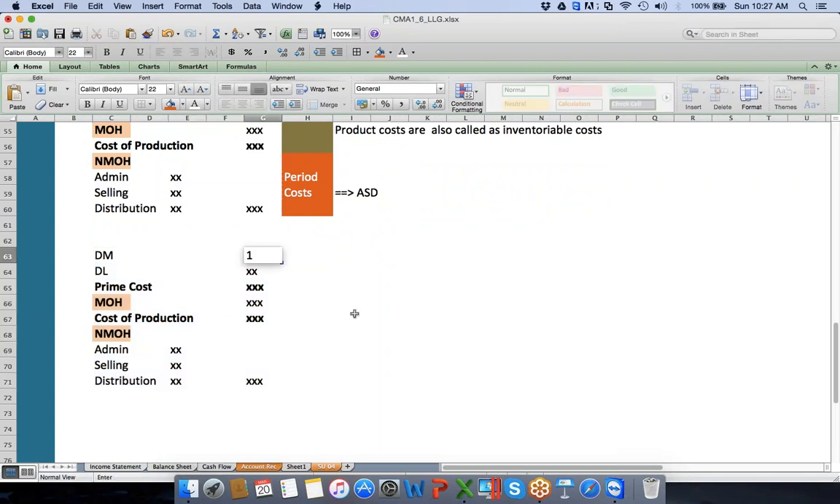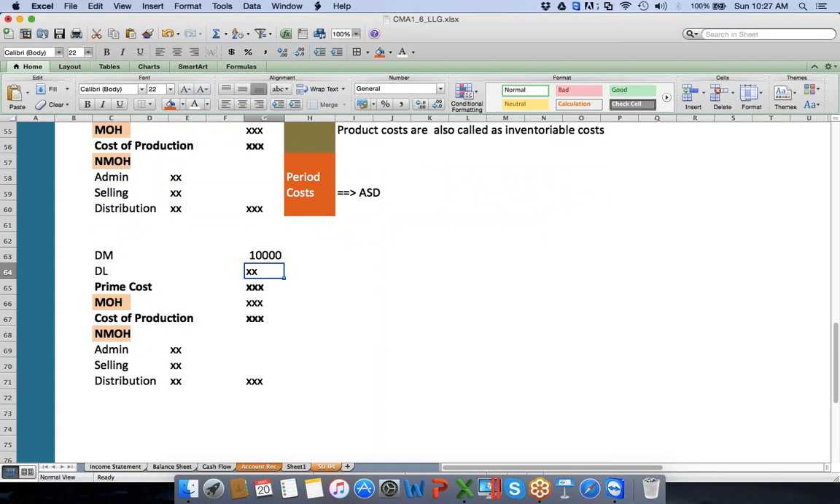Say, for example, I spent $10,000 to produce 5,000 units. I produced 5,000 units and I spent $10,000 on account of material, $3,000 on account of labor. So my prime cost is $13,000. Clear? And I spent a manufacturing overhead, which includes indirect material, indirect labor, and factory expenses, of say $7,000. What is my cost of production? $20,000.